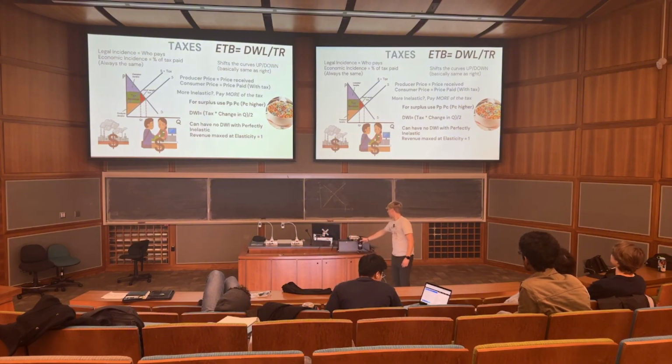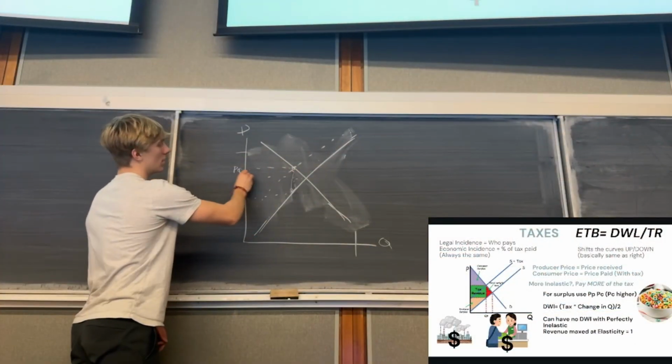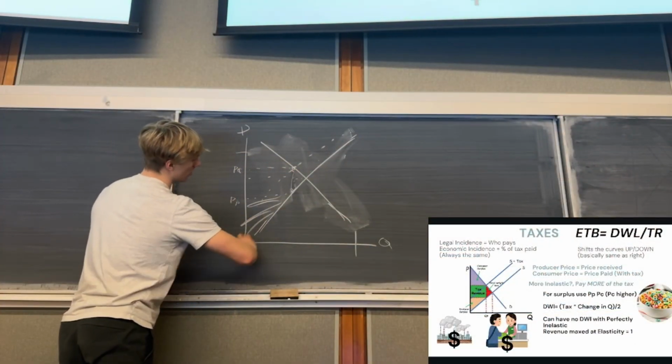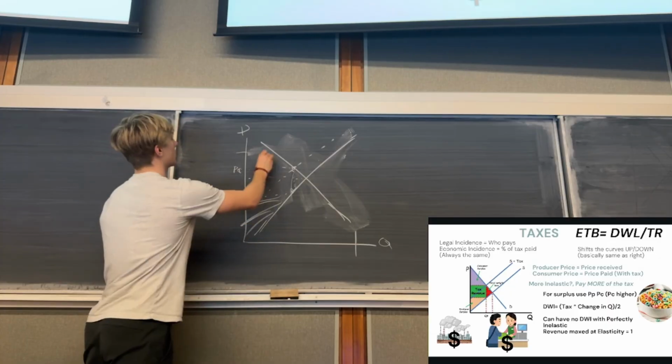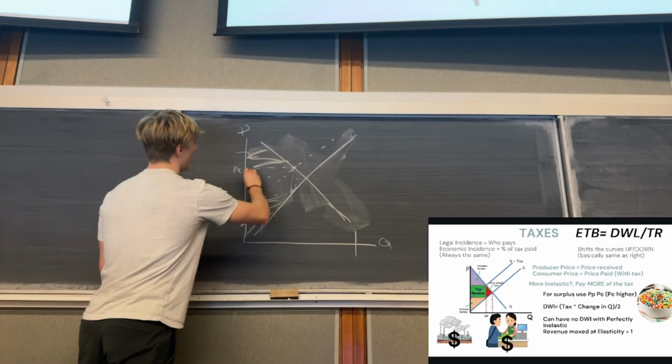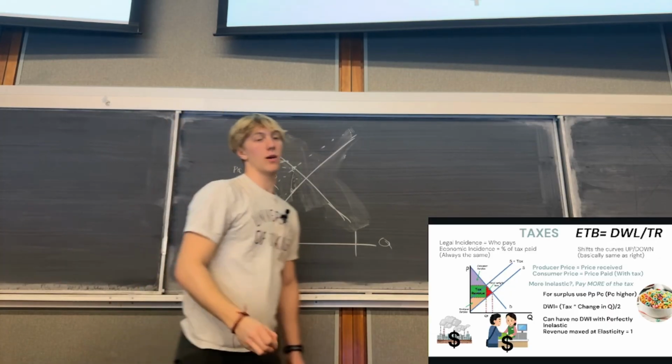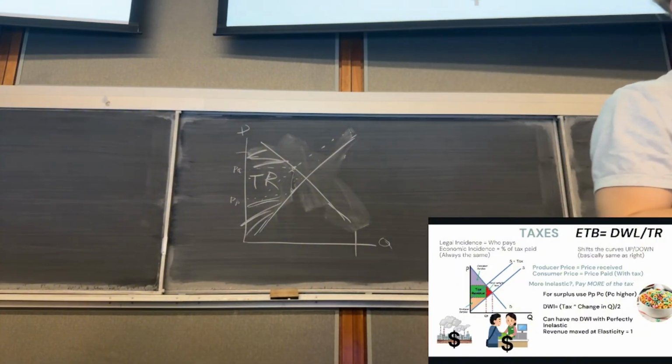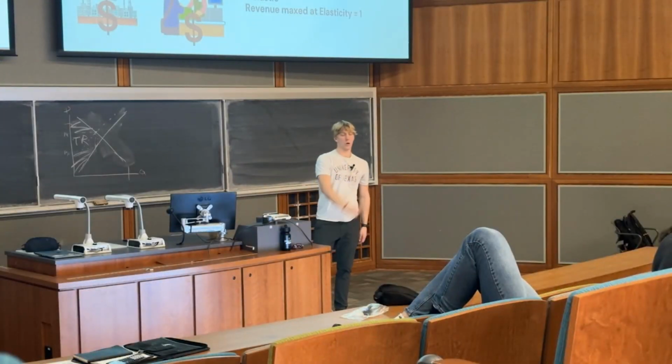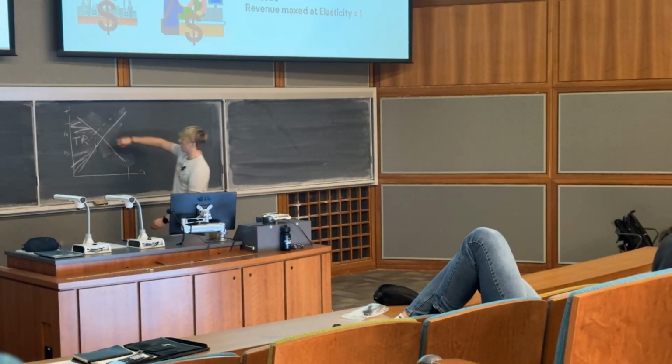Make sure you're using the producer price or the consumer price when calculating surplus. So you're not using any other price, like the price there. So this would be your producer surplus, this would be your consumer surplus, and then this is your tax revenue, which is basically the tax difference times the new quantity. And then you have your deadweight loss here.